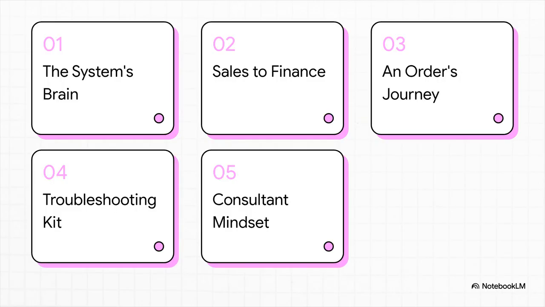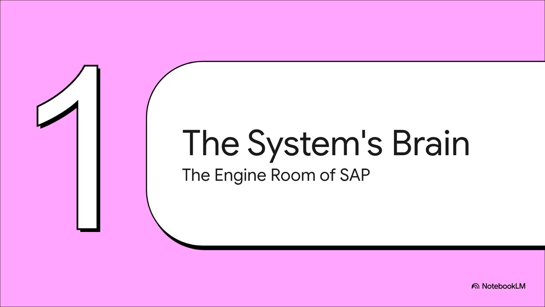Okay, here's our game plan. We're going to start in the engine room, where all the core rules get built. Then, we'll follow the money and see how sales connects to finance. After that, we'll actually trace a single order's journey from start to finish, give you an expert troubleshooting kit, and wrap it all up with the consultant's mindset. Let's do this! First up, building the system's brain.